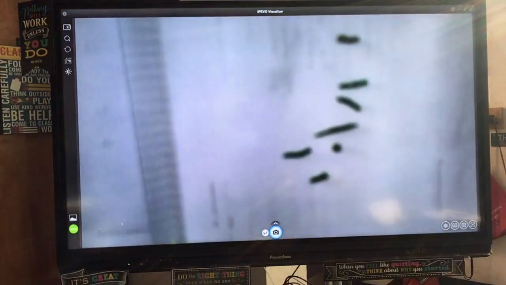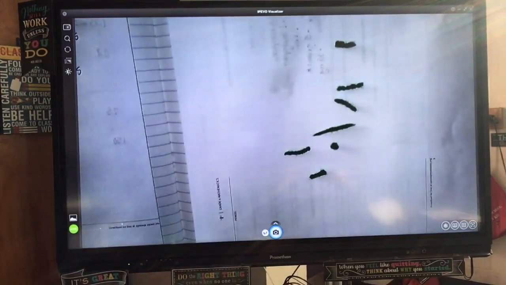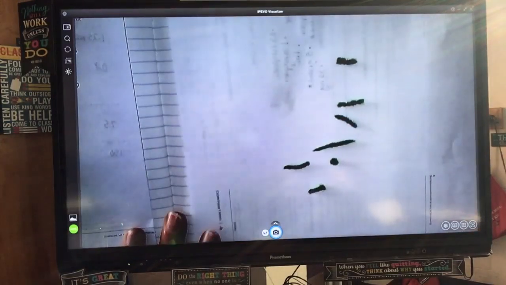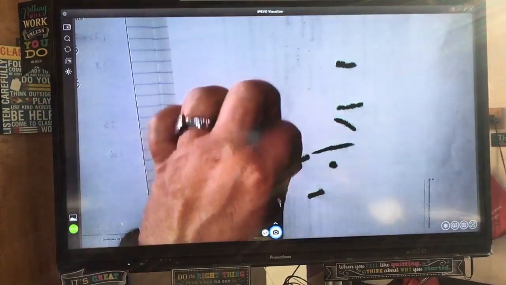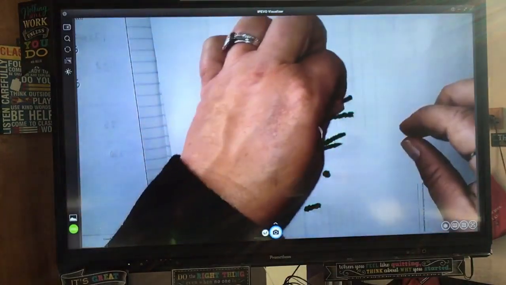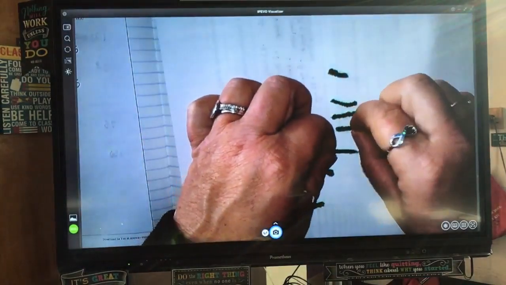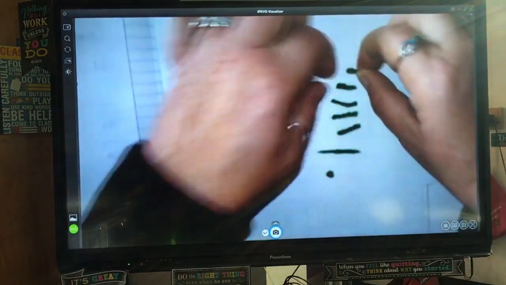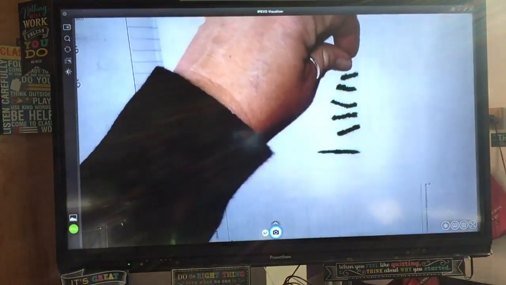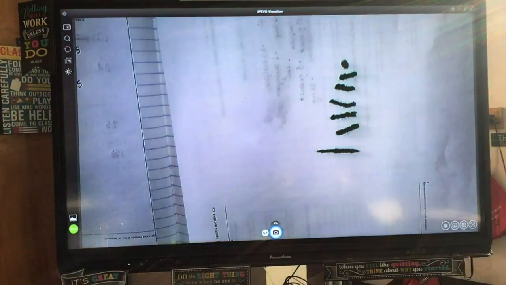Alright, so let's go ahead and zoom down a little bit and try to focus. Alright, so these are the centimeters. Okay, trying to put them in right. So what were some of the strategies that you guys used to come up with your centimeters?